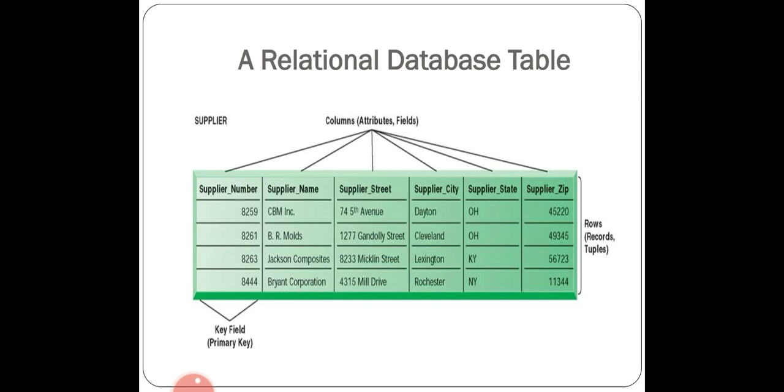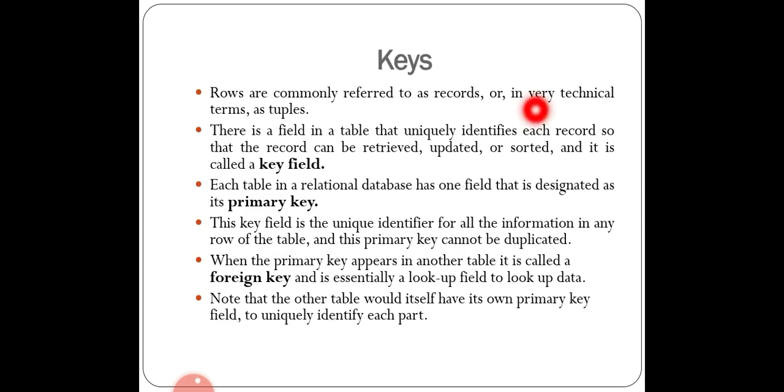A key field is actually an attribute that uniquely identifies that particular entity, and if it is designated, if it is selected among several other keys, then we call that a primary key. So the rows that we call the records, or technically we call them tuples, these rows, if they are put in a table, then the row that contains a primary key or a key field should be a unique one.